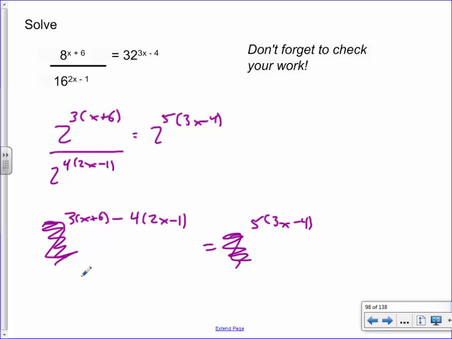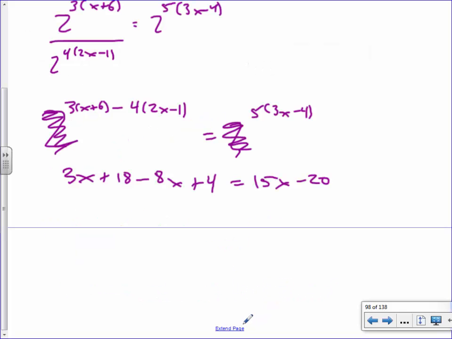Okay, let's expand. You're going to get 3x plus 18. You're going to have minus 8x. And then don't forget this minus right here. This minus 4 and this minus 1 makes it plus 4. And it equals 15x minus 20. And now it's just a linear equation. So isolate for x.